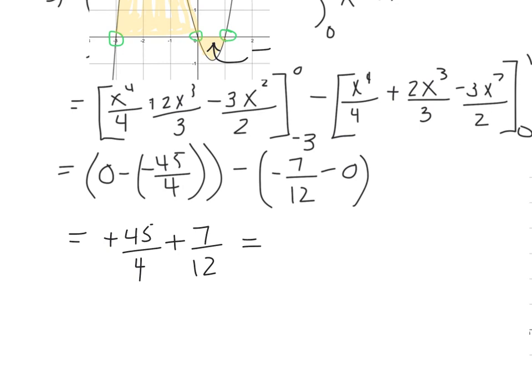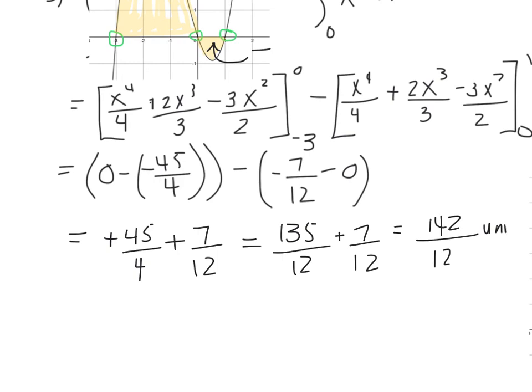To get a common denominator, we're going to multiply that 45 over 4 by 3 to get 135 over 12, plus 7 over 12, which gives us 142 over 12 units squared. An equivalent answer, which would be just as good, would be 71 over 6 units squared. But remember that IB does not require you to simplify your fractions.